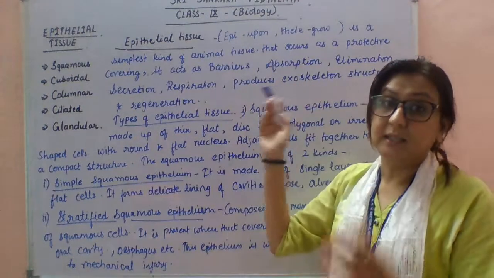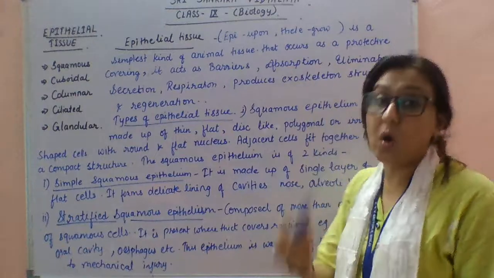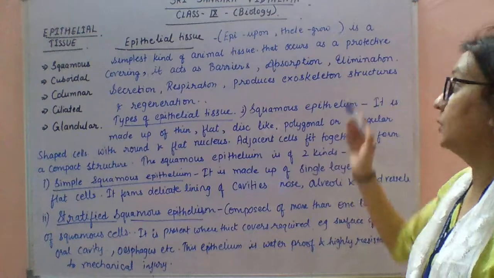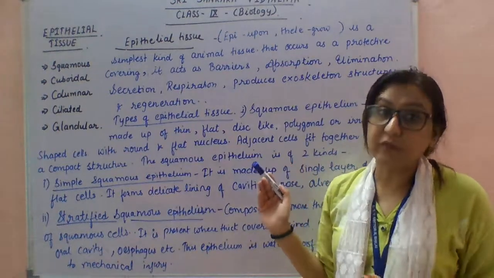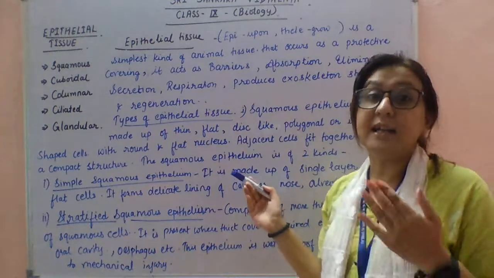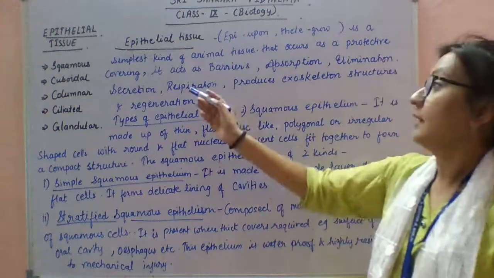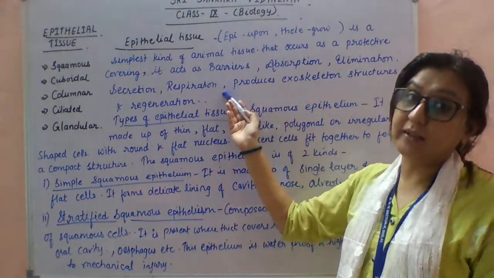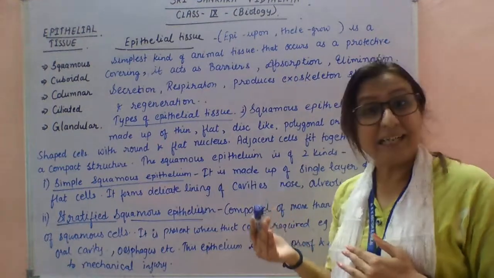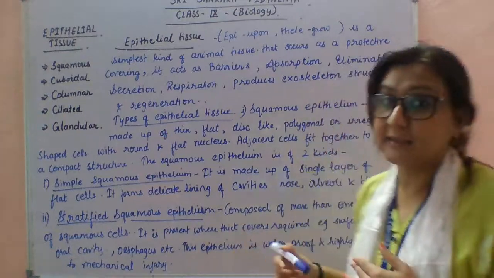Epithelial means epi means upon and thelial means to grow. It is the simplest kind of tissue that occurs as a protective covering. It acts as a protective layer and protects the underlying cells from various mechanical injuries. Next, it also acts as a barrier. Obviously, as a protective tissue, it automatically acts as a barrier and does not enable everything to get inside the cell.